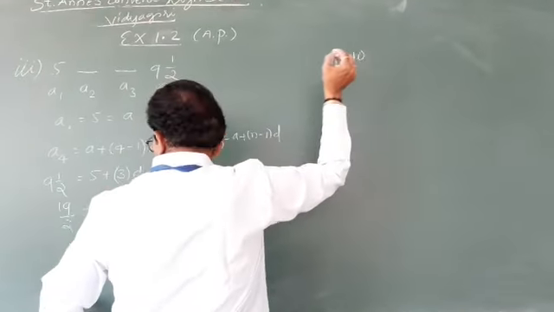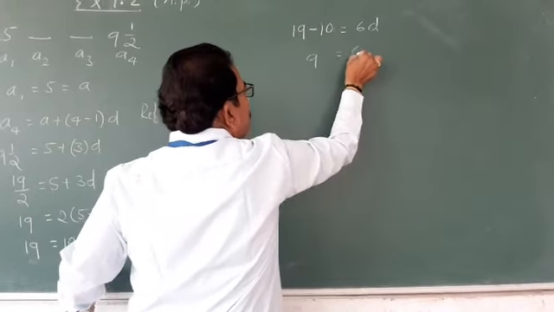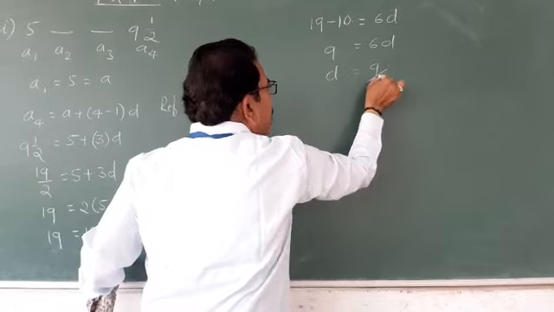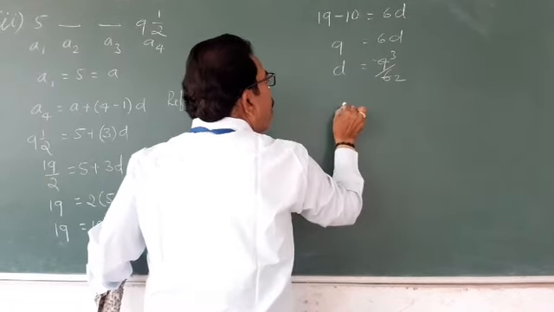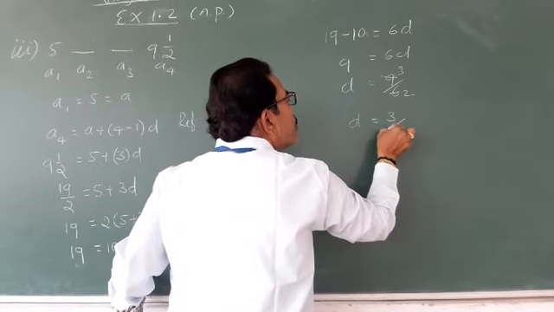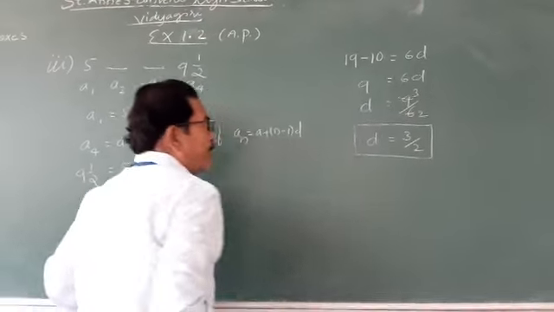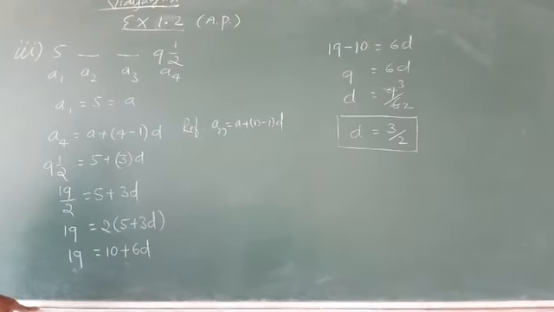19 minus 10 equals 6D. 19 minus 10, that is 9, equals 6D. Therefore, D equals 9 by 6. 3 3s are 9, 3 2s are 6. D equals 3 by 2. The common difference is D equals 3 by 2.